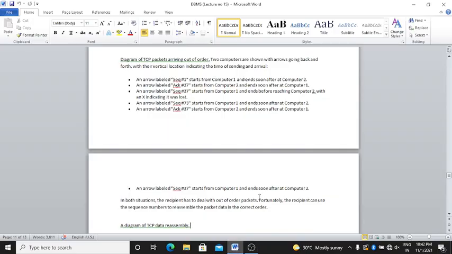Here are the steps for sending an arrow. An arrow labeled sequence 1 starts from computer 1 and ends soon after at computer 2. An arrow labeled acknowledgement 37 starts from computer 2 and ends soon after at computer 1.